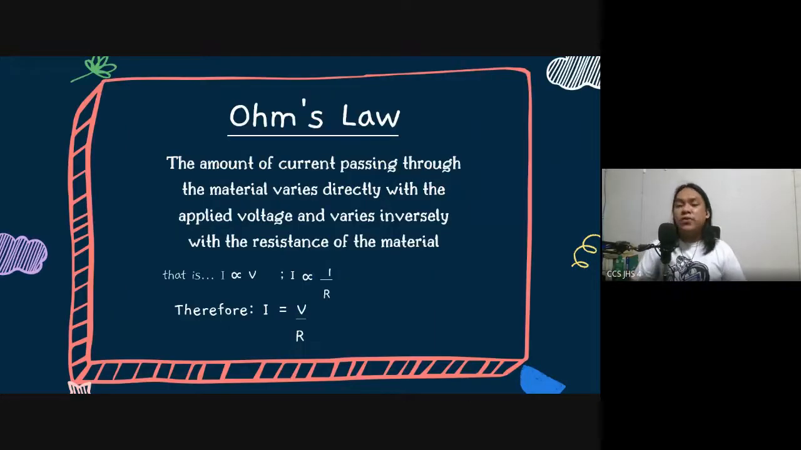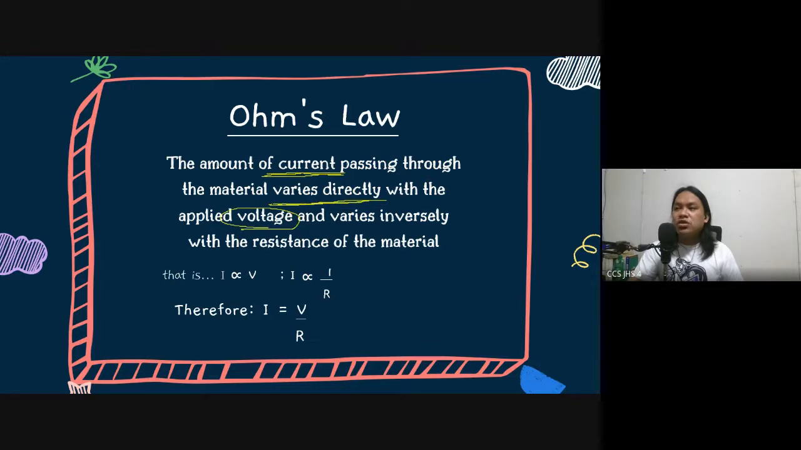If you can still remember from our discussion last week, George Simon Ohm introduced to us the law which tells us the relationship between voltage, resistance, and current. That law is what we call Ohm's law. According to Ohm's law, the amount of current passing through the material varies directly with the applied voltage.